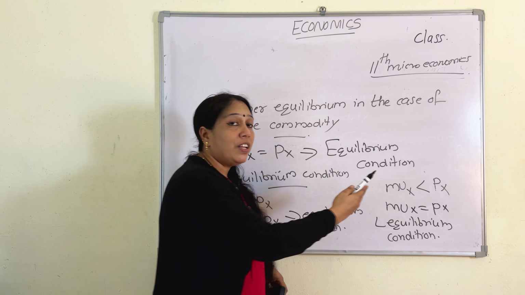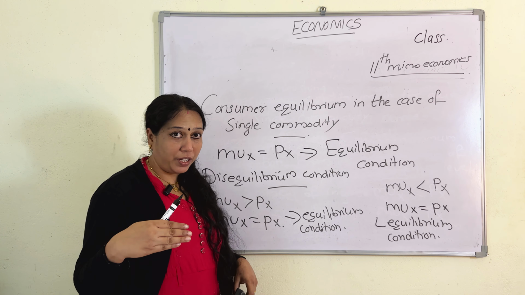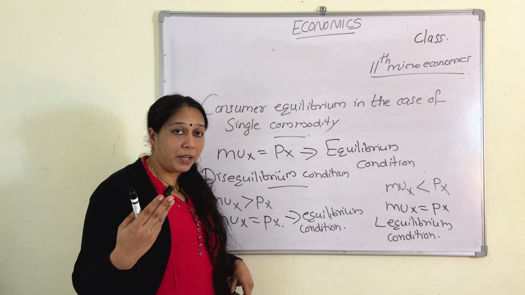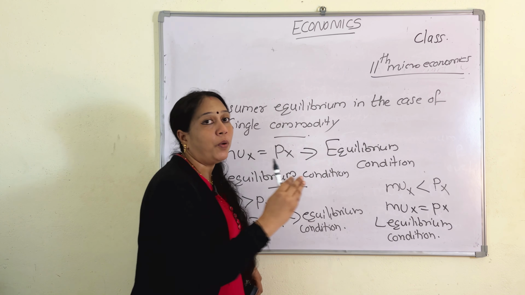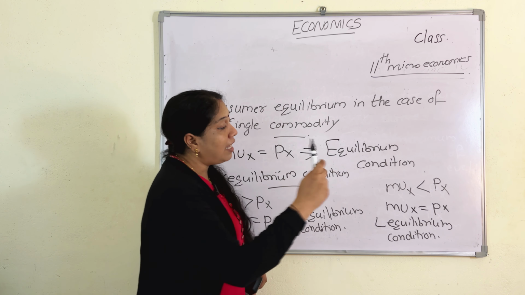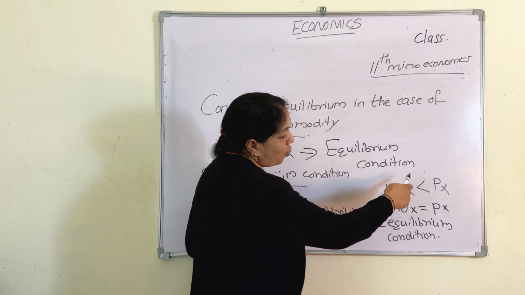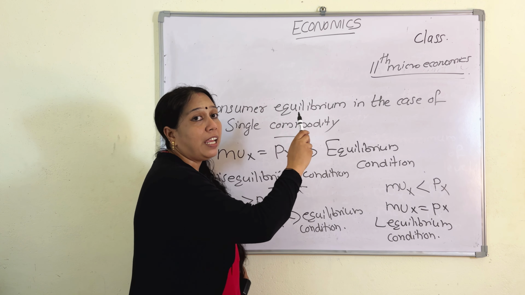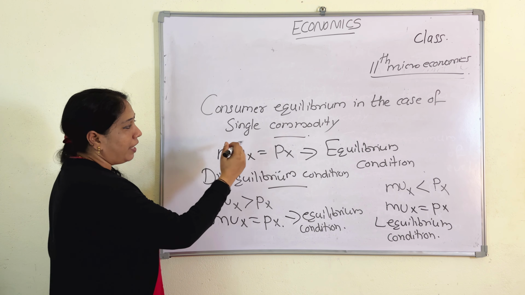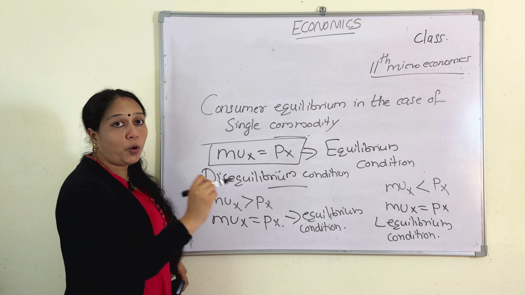Here the marginal utility of the commodity is less, so the consumer reduces the consumption of that commodity. Then gradually, if he is not using it at all and then uses it one time, the marginal utility of the commodity gradually increases. Then it becomes equal, MUX equal to PX, and the consumer comes back to the equilibrium condition. This is the consumer equilibrium in the case of a single commodity. This is the equilibrium condition, that is MUX equal to PX.